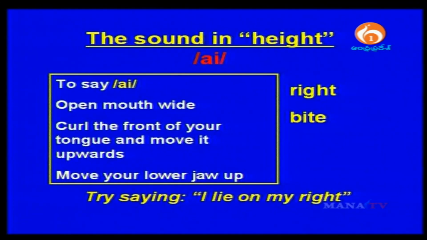Now here you are. I. Like when you're telling somebody, I am so and so. I. It's a diphthong. Open your mouth wide again. Curl the front of your tongue and move it upwards. And move your lower jaw up. I lie on my right. I, then lie, again, right. All these words have this sound out there.